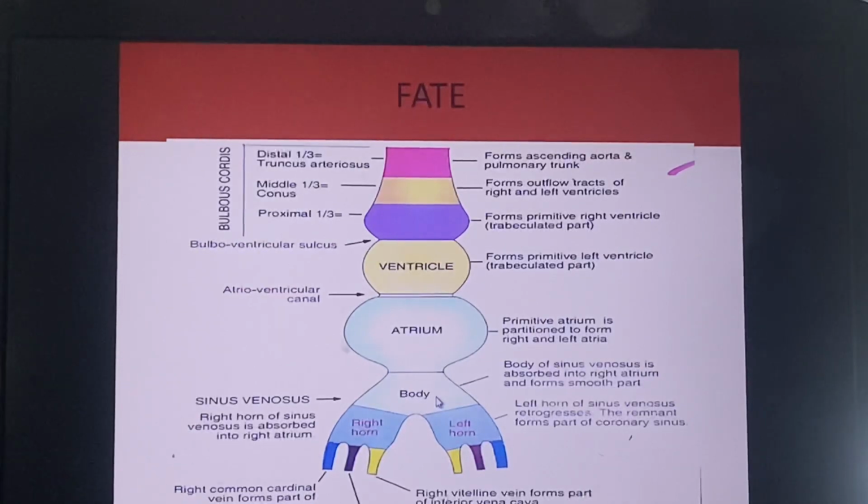Then the body of the sinus venosus is contributing to the smooth portion of the atrium. So these are the three veins coming from the different portions, that is the common cardinal vein, umbilical vein and vitelline vein. That will be discussed in detail in the next lectures.